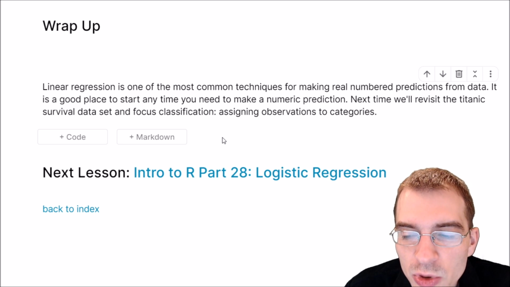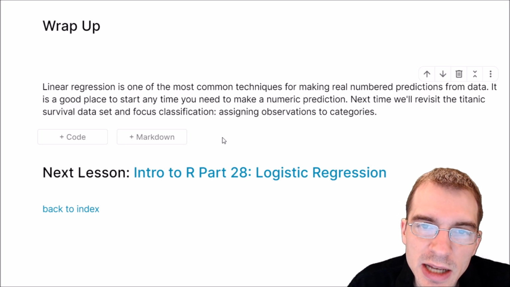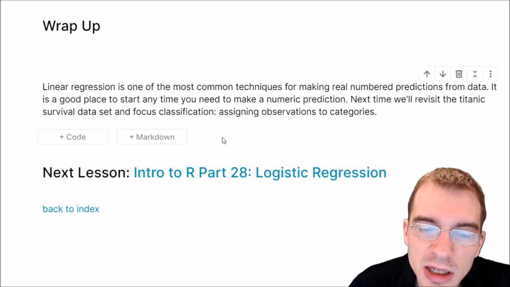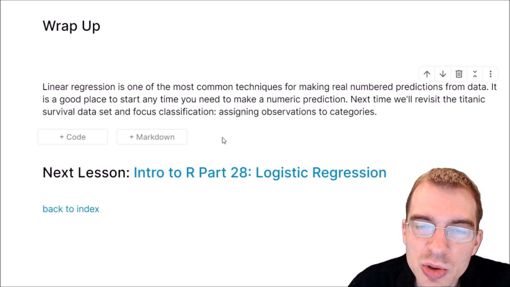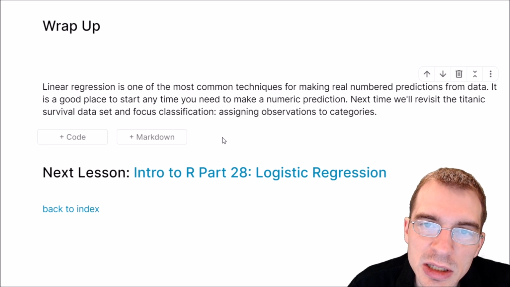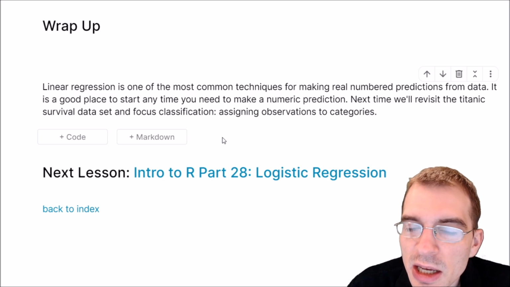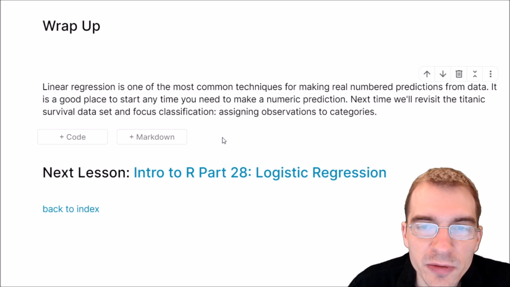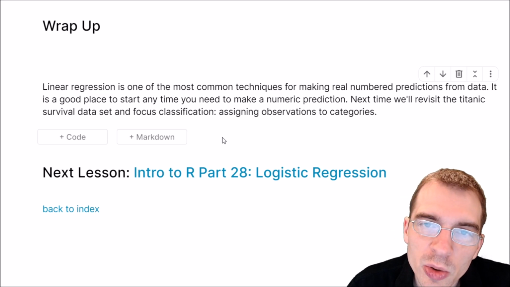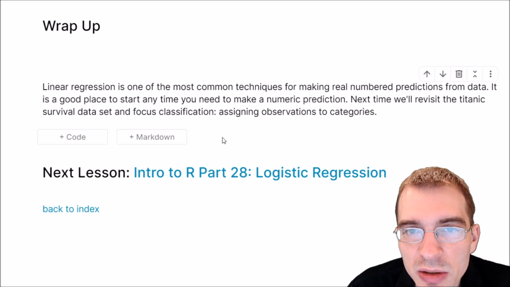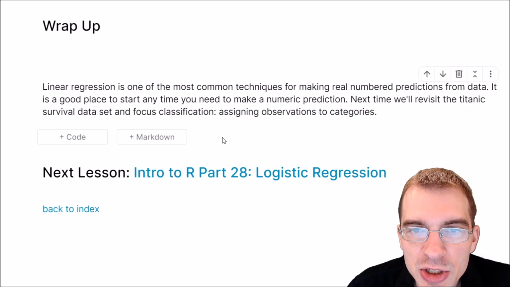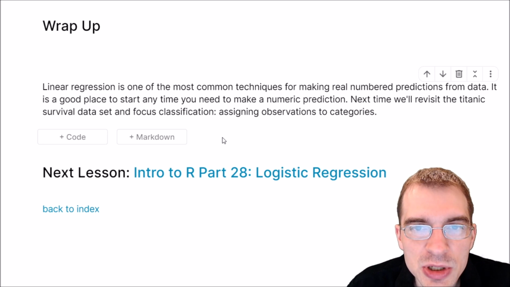So in the next lesson, we're going to revisit the Titanic disaster survival dataset and turn our attention to the classification task, which is making predictions, putting things into categories or classes instead of predicting real numbered values. And to start with that, we're going to look at logistic regression, which is essentially a transformation of the linear regression we used here, but it allows it to make classification style predictions instead of predicting real numbers.